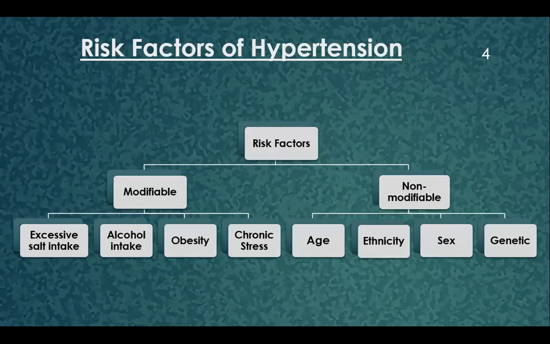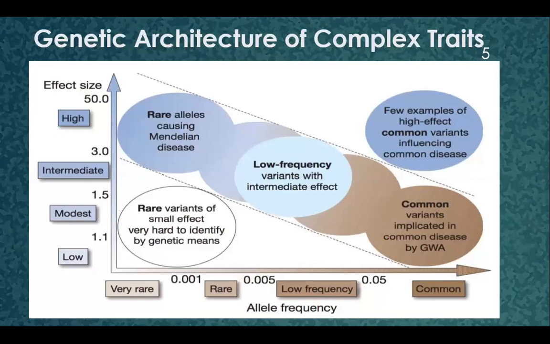The genetic architecture of complex traits. This indicates the y-axis, which represents the effect size, ranging from the smallest to the highest, while the x-axis is the allele frequency. This reveals that complex traits, one of which is hypertension, have both rare and common variants. However, the common variants have small effect sizes, which can be identified using the GWAS analytical approach. This brings me to genome-wide association study.